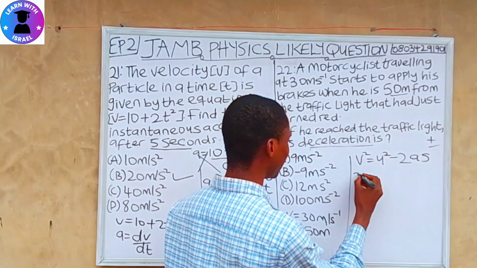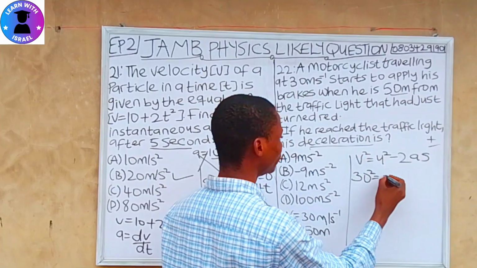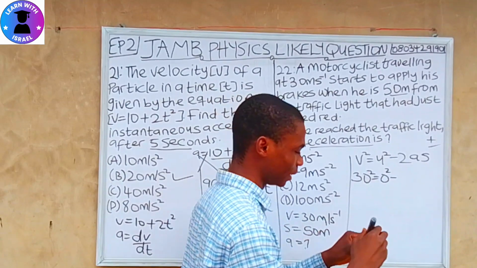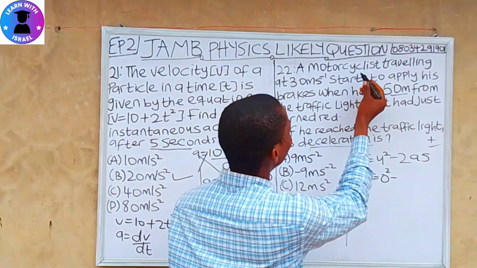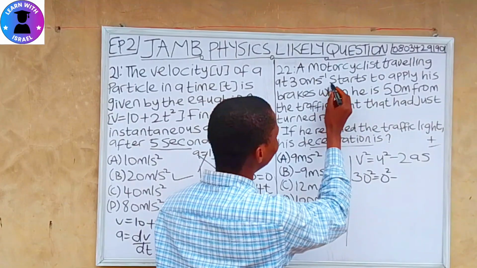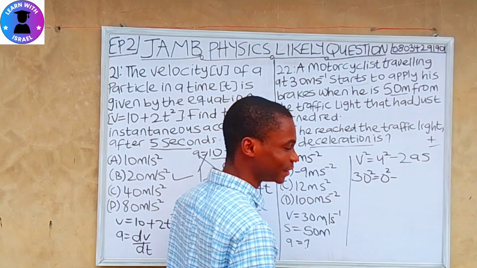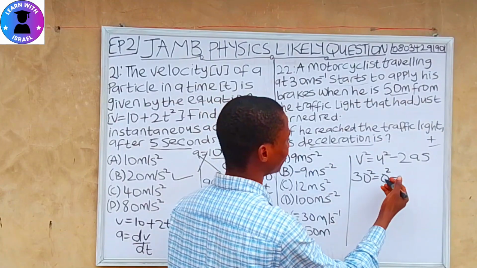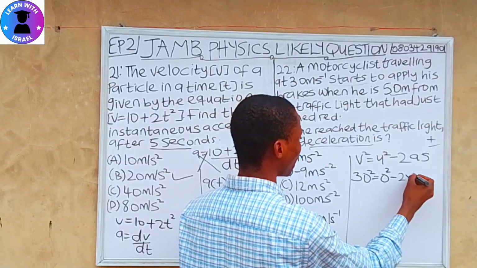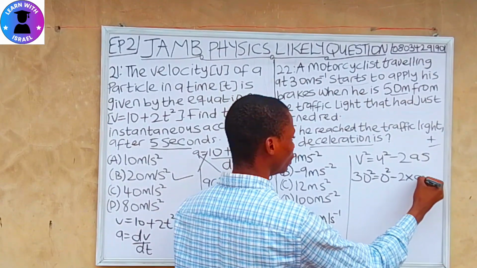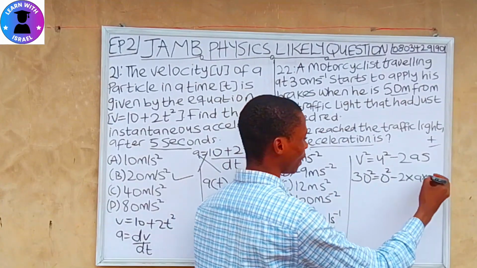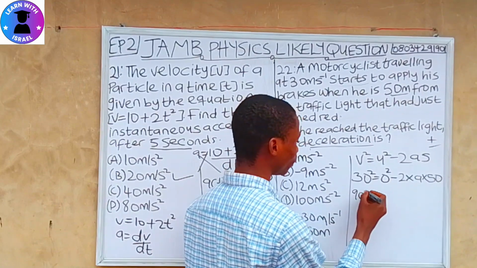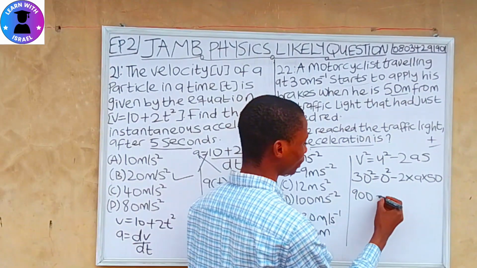So our v is 30 square equals our u is 0 square minus 2 multiplied by our acceleration, which is unknown, multiplied by our distance, which is 50. You know why our initial velocity is 0? Because it says a motorcycle traveling at 30 starts. So our initial velocity is 0, while our final velocity is 30. So 30 square is 900. You can check your calculator. 30 multiplied by 30 is 900 equals 0 square, which is 0.